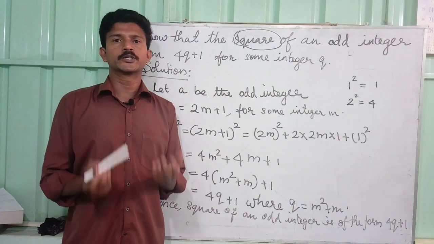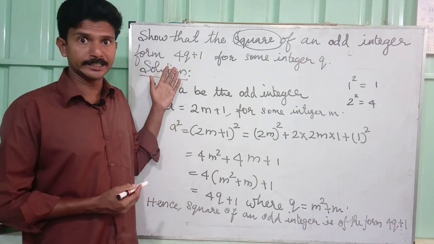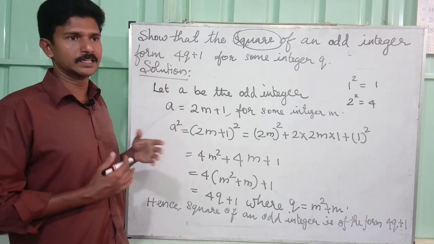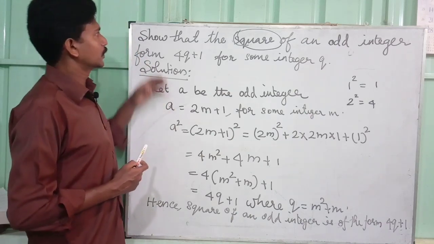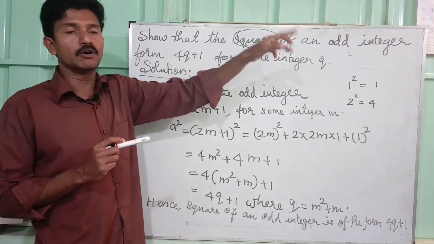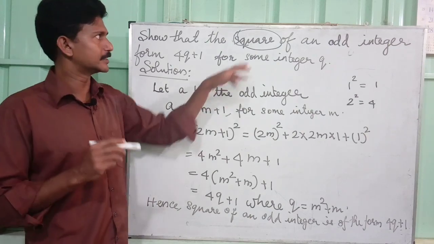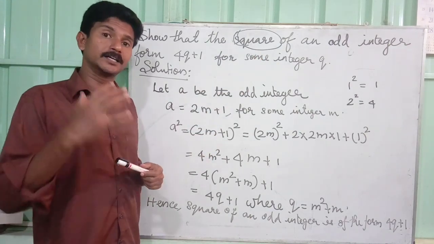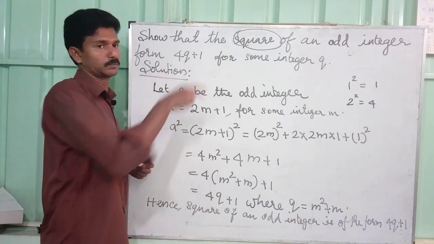So students, you saw the question. Here I have written the question and the answer again, and I'll explain them for you. The question says the square of an odd integer is of the form 4q plus 1. Remember, we have to show that when we square an odd integer, its form will be 4q plus 1.